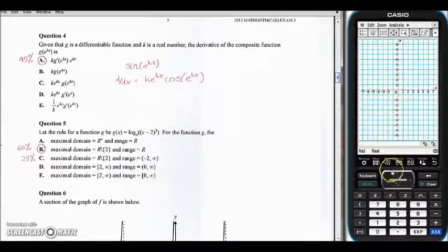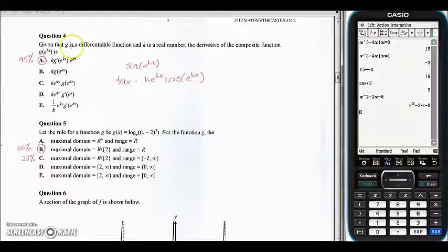Alright, question 4. We had a really similar question to this on the 2011 exam. But this time I thought I'd actually show you how it works with a function. So g of e to the kx is a composite function. So what do you get if you differentiate it? So let's just pretend that g of x is sine of x. So that would give you sine of e to the kx.